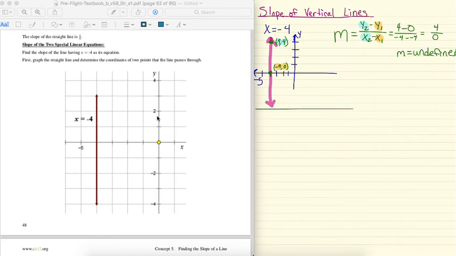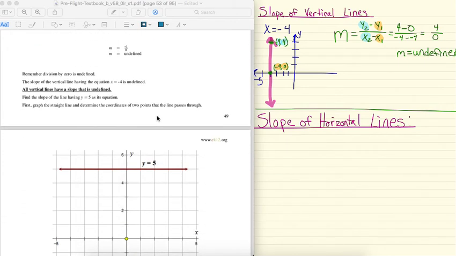Now let's take a look at slope of horizontal lines. So slope of horizontal lines, if we have the equation y equals 5 and we graph this, here is my horizontal line. Right here I have it graphed in blue. And we pick any 2 points from this line.